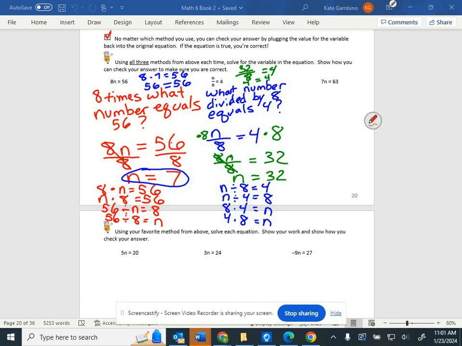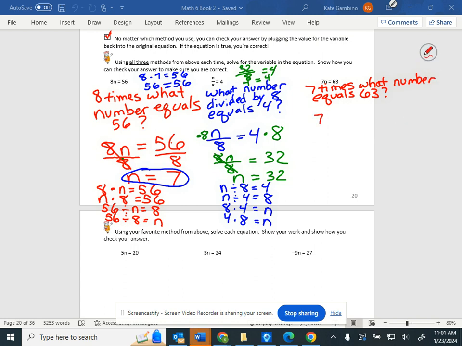I have 7n equals 63. What would be my logic question? I know more than 3 of us know what the question is. What do you think, Hannah Mae? 7 times what number equals 63? Then I need to do my opposite operations.